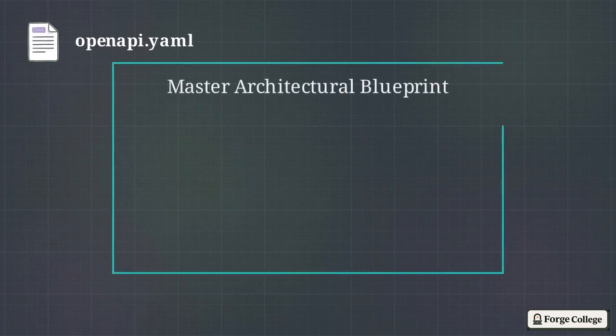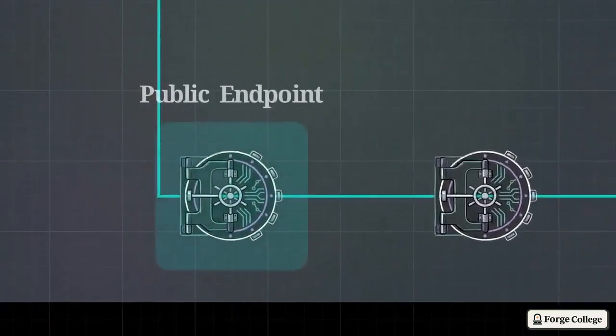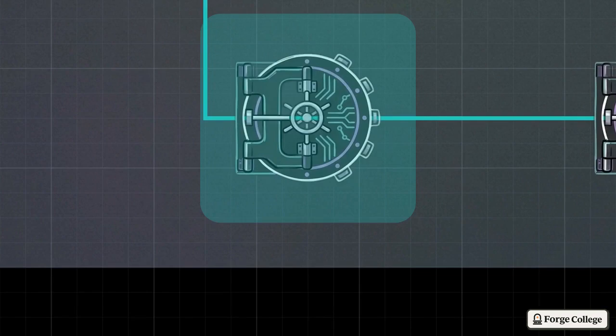Take a look at this structural floor plan. In our world, this is a file called OpenAPI.YAML. A .YAML file is just a highly organized machine-readable list, and this one acts as the master architectural blueprint for your API. The first thing we sketch onto this floor plan are the specific access points. We call these API endpoints, and you can think of them as the actual physical doors to your vault.